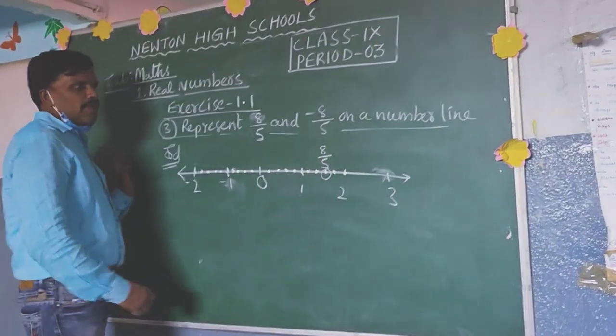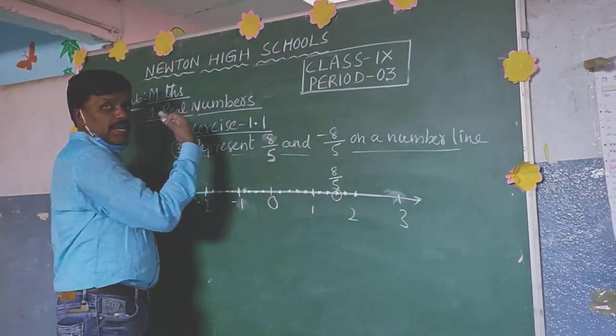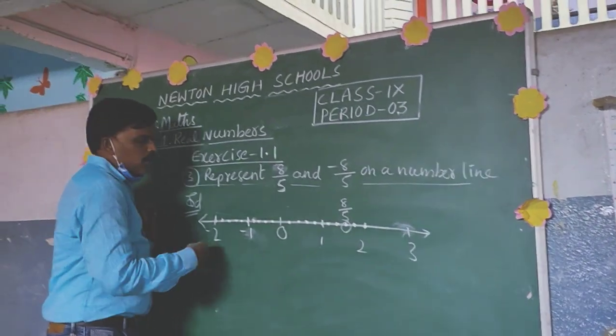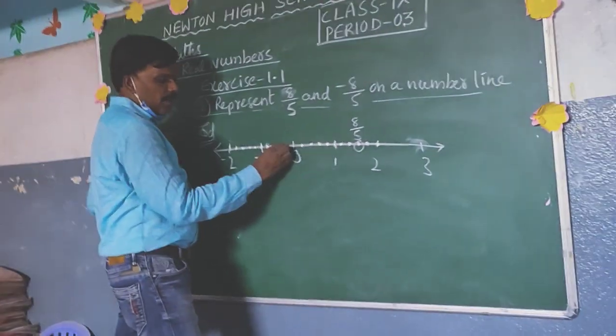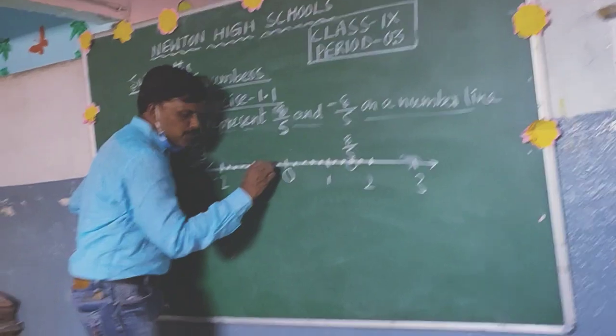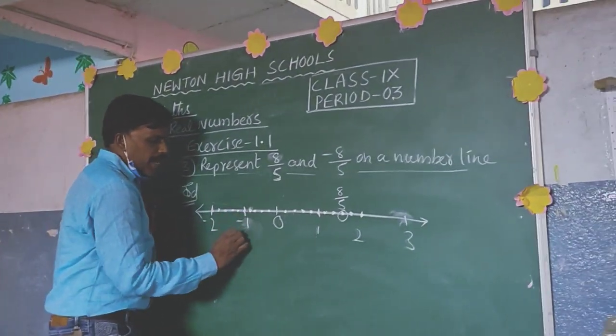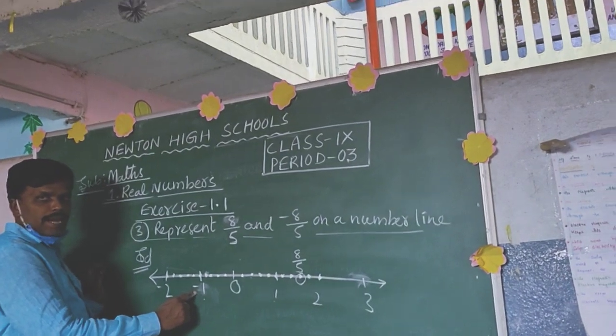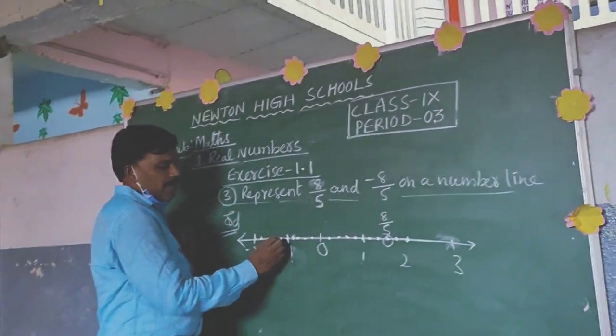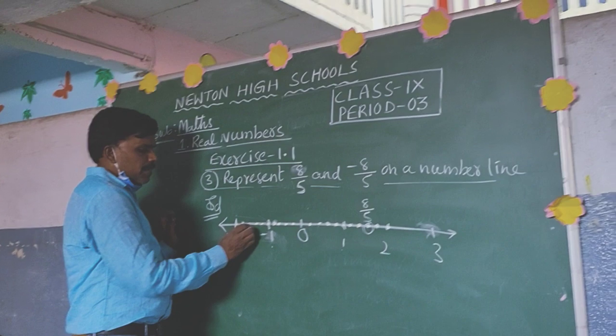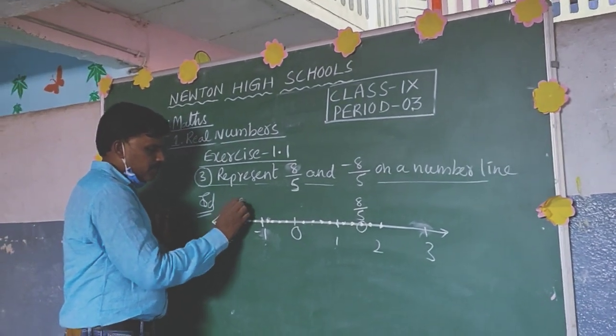Next, minus 8 by 5. Minus should be on the left side of 0, so we start from 0 to the left side: minus 1 by 5, minus 2 by 5, minus 3 by 5, minus 4 by 5, minus 5 by 5 is nothing but minus 1, minus 6 by 5, minus 7 by 5, minus 8 by 5.